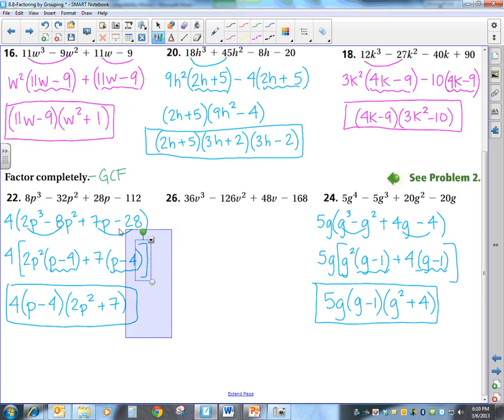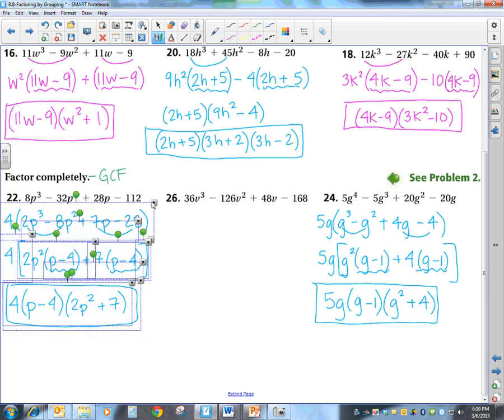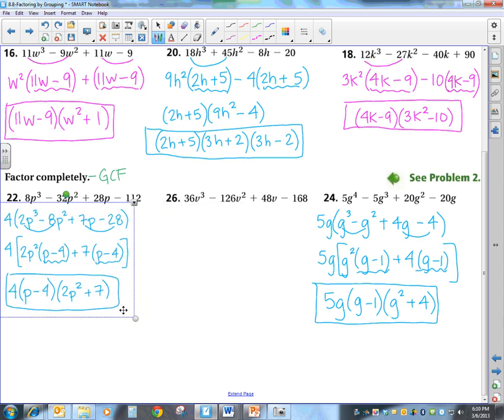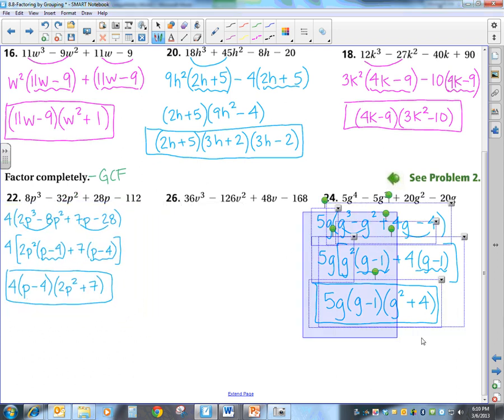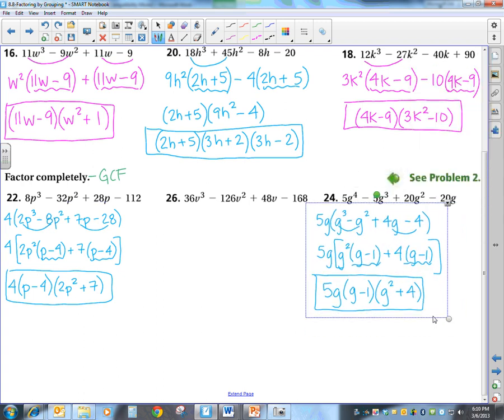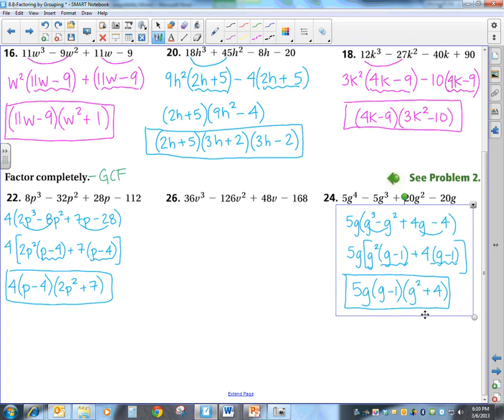Alright, I'm going to group these two to make sure that I have enough room to do number 26 in between, and then we'll be done. Let's make that a little bit smaller. And we will have finished our section on factoring by grouping.